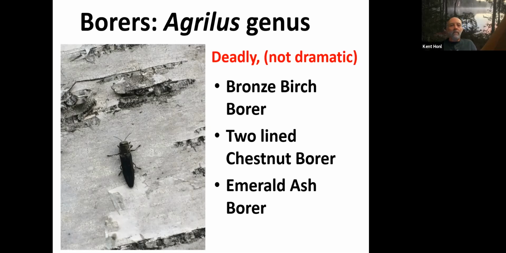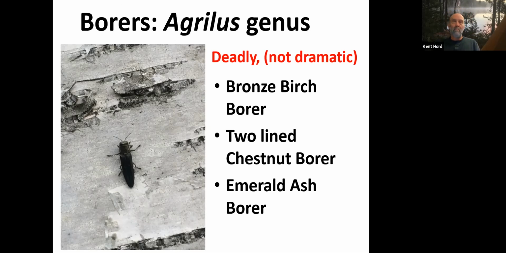But this is where a conversation comes in. Really, this is something you need to be dealing with ahead of time before it gets bad. So actually this bronze birch borer on the birch here, if you set that right next to an EAB, they look pretty much the same. They're just a different color.